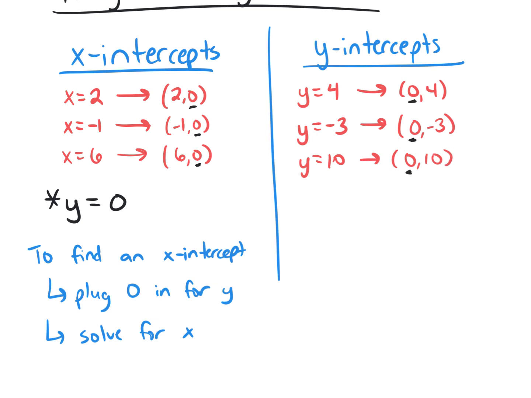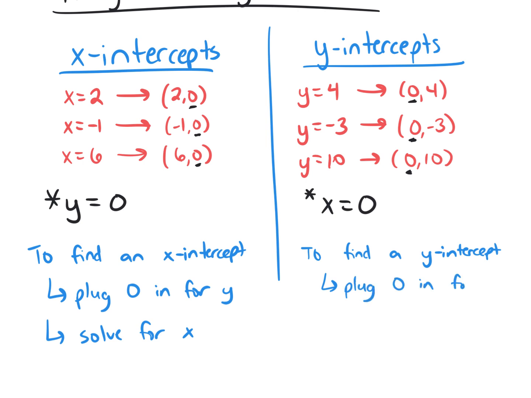What's the trend? 0's now in the x spot. So for y-intercepts, we know x has to equal 0. Star that. Okay. So to find a y-intercept, what are we going to plug 0 in for? Plug 0 in for x, and then we are going to solve for y.